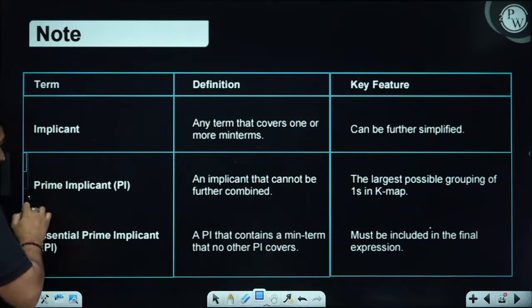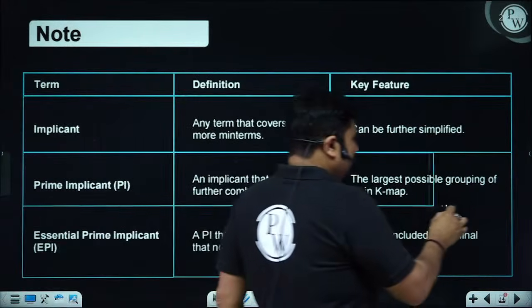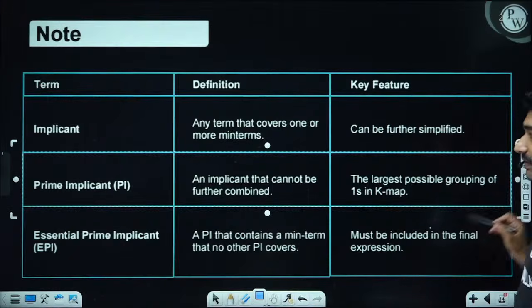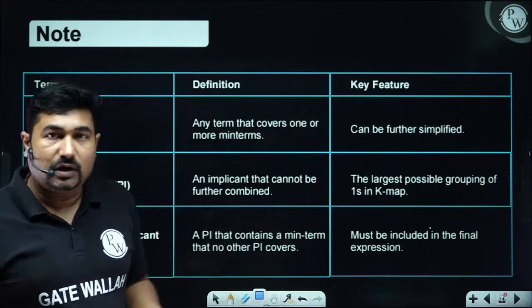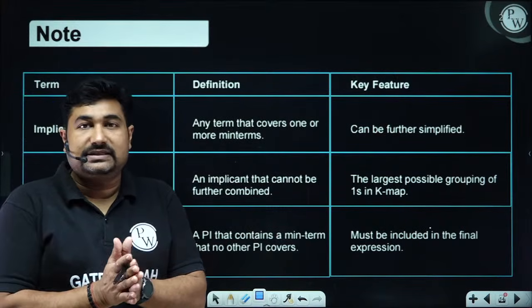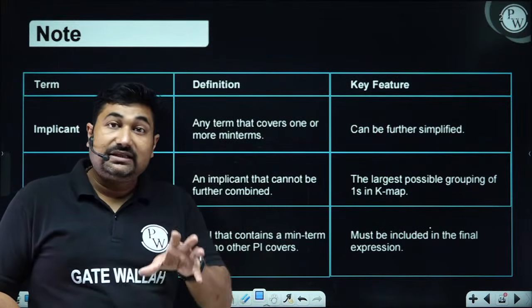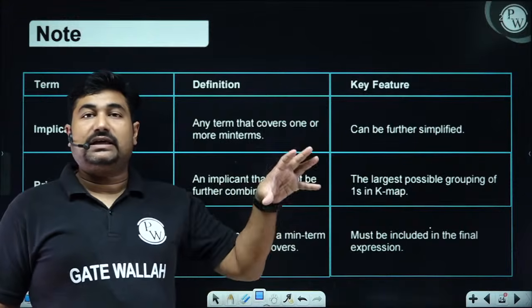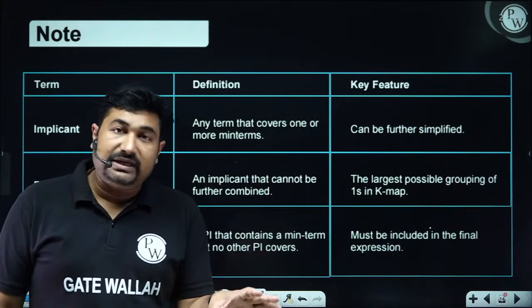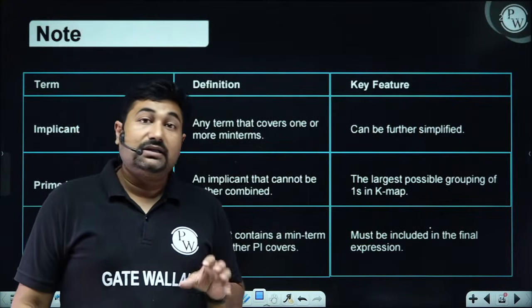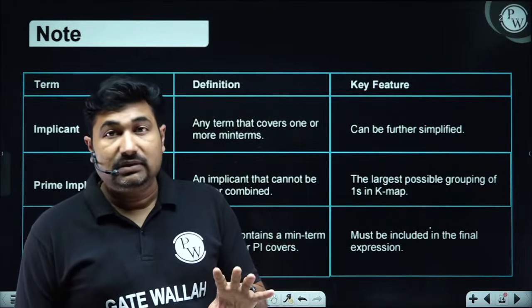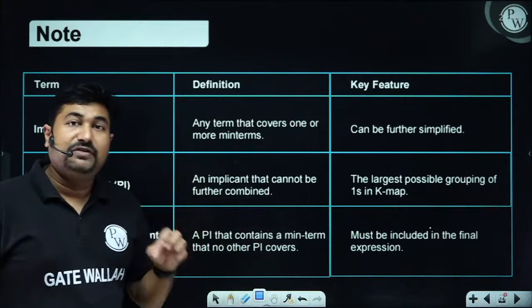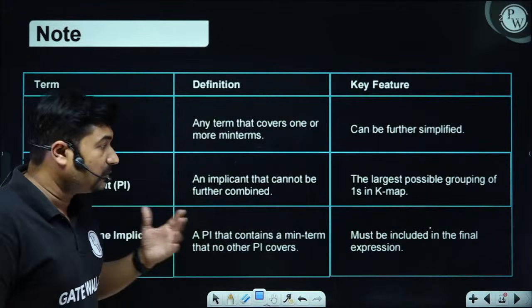Those groupings of logic level ones which cannot be further grouped, or which cannot be further minimized, or you can simply say the product term obtained from the K map which cannot be further minimized, is your prime implicant.